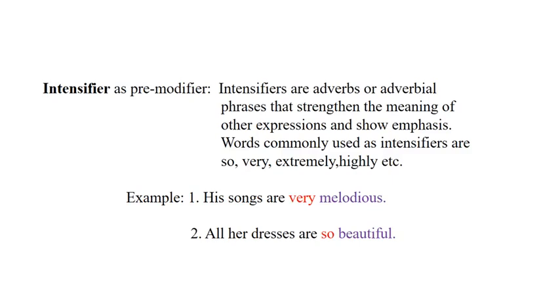Here in the first sentence, the adverb "very" is used before the adjective "melodious" and it tells us the intensity of the melody of his songs. And in the second sentence, the adverb "so" is used before the adjective "beautiful" and it tells us the degree of the beauty of all her dresses. So in both cases, the adverbs "very" and "so" are used to intensify the effect of the adjectives, so they are called intensifiers.